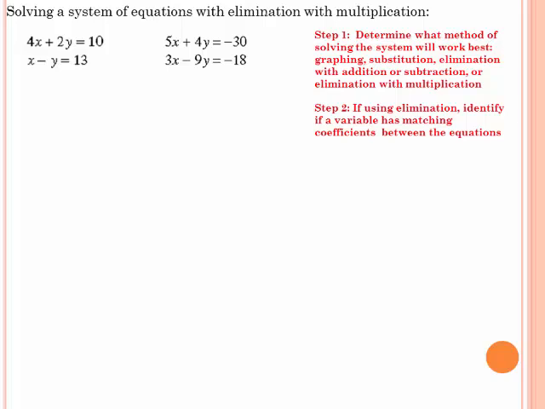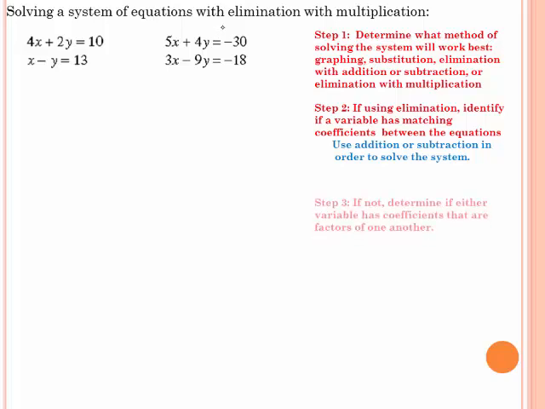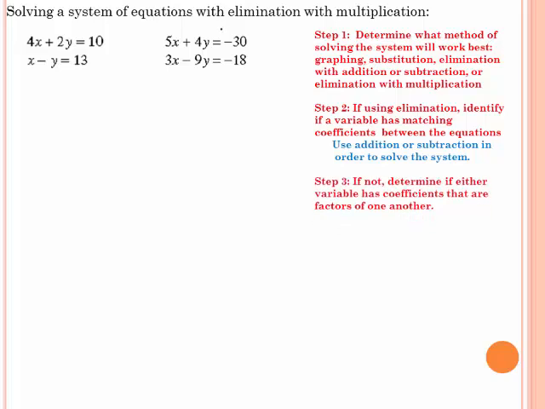Okay, so I'm going to use elimination, and I need to identify if a variable had matching coefficients, which they did not. If so, I use addition or subtraction the way we did in lesson 4.7, but if not, I determine if either variable has coefficients that are factors of one another. Okay, so what does that mean? If I look at our first system, I have 4x and x. I can turn an x into a 4x. 1 is a factor of 4. Or I can turn a y into a 2y.